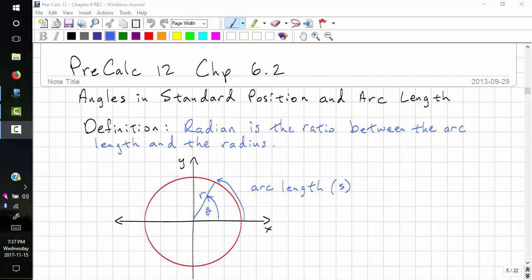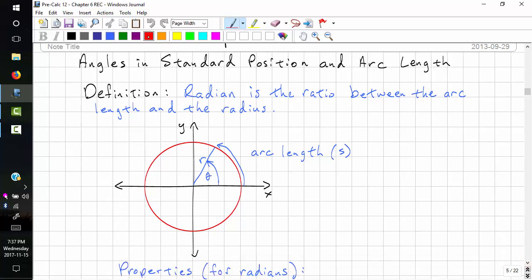This is PreCalculus 12, Chapter 6.2. We're going to be looking at angles in standard position and arc length. A radian is the ratio between the arc length and the radius. So here we have an arc length, and here we have the radius. We're taking the arc length and dividing it by the radius. And this is another way to measure angle.